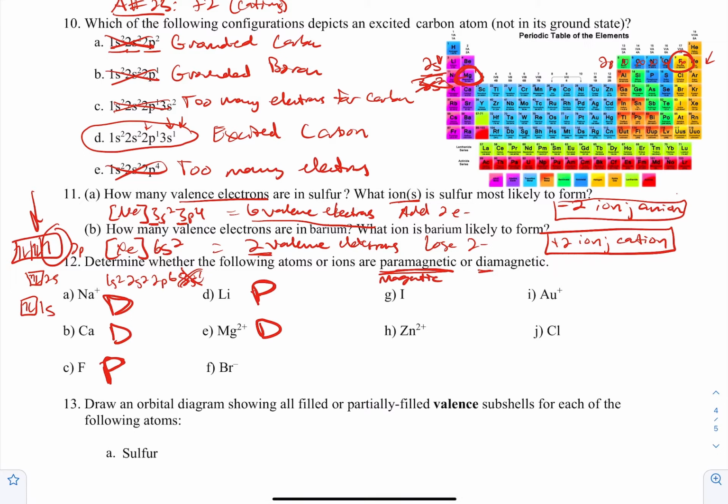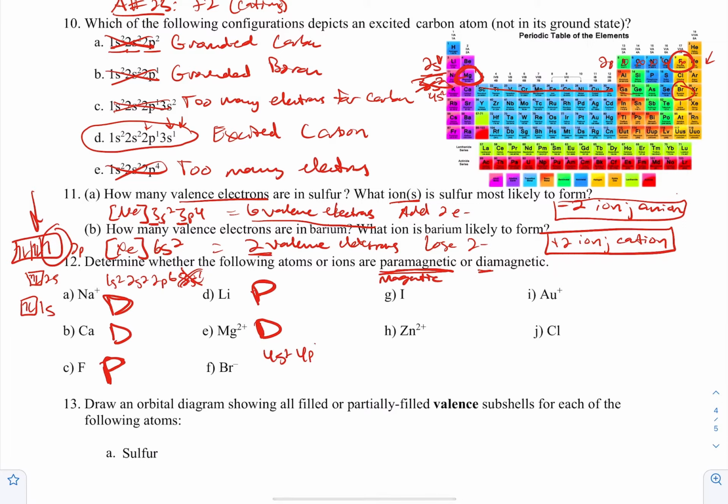All of them are paired up to that point. All right, Br minus. Br is right there. Let's just look at the valence shell really quick, because we're obviously going to fill in the whole D block here. So we've got 4s2 and then 4p.